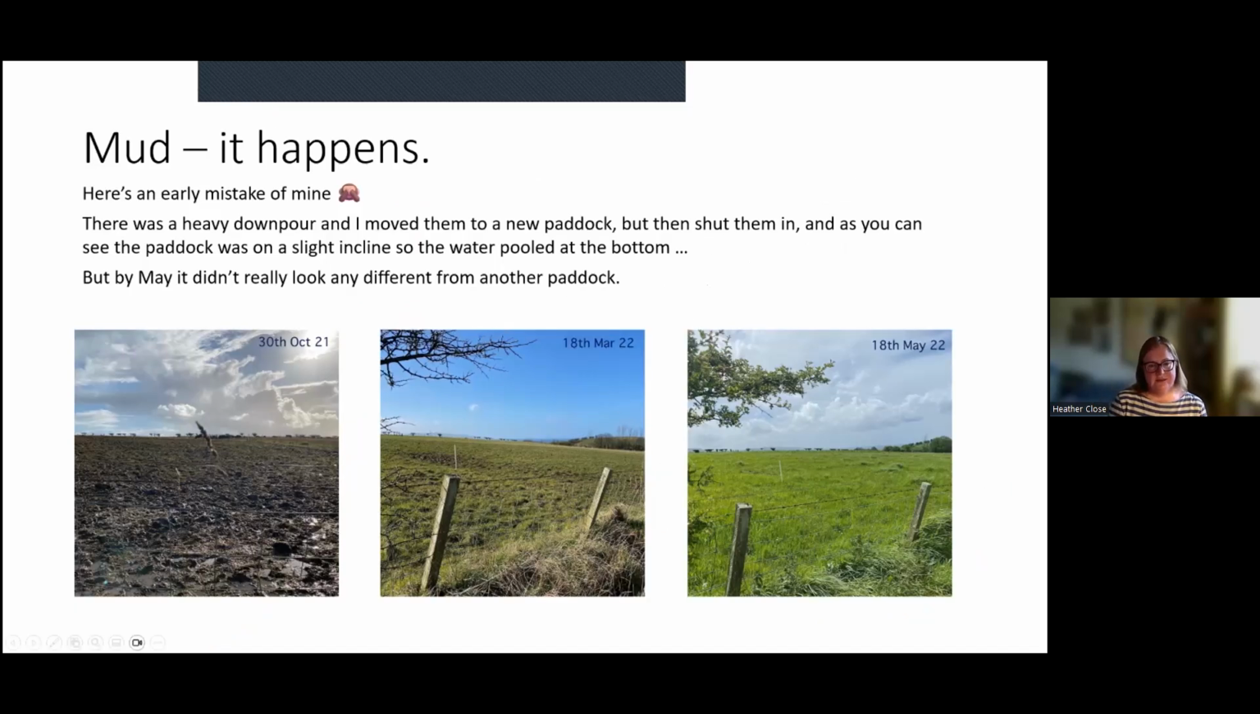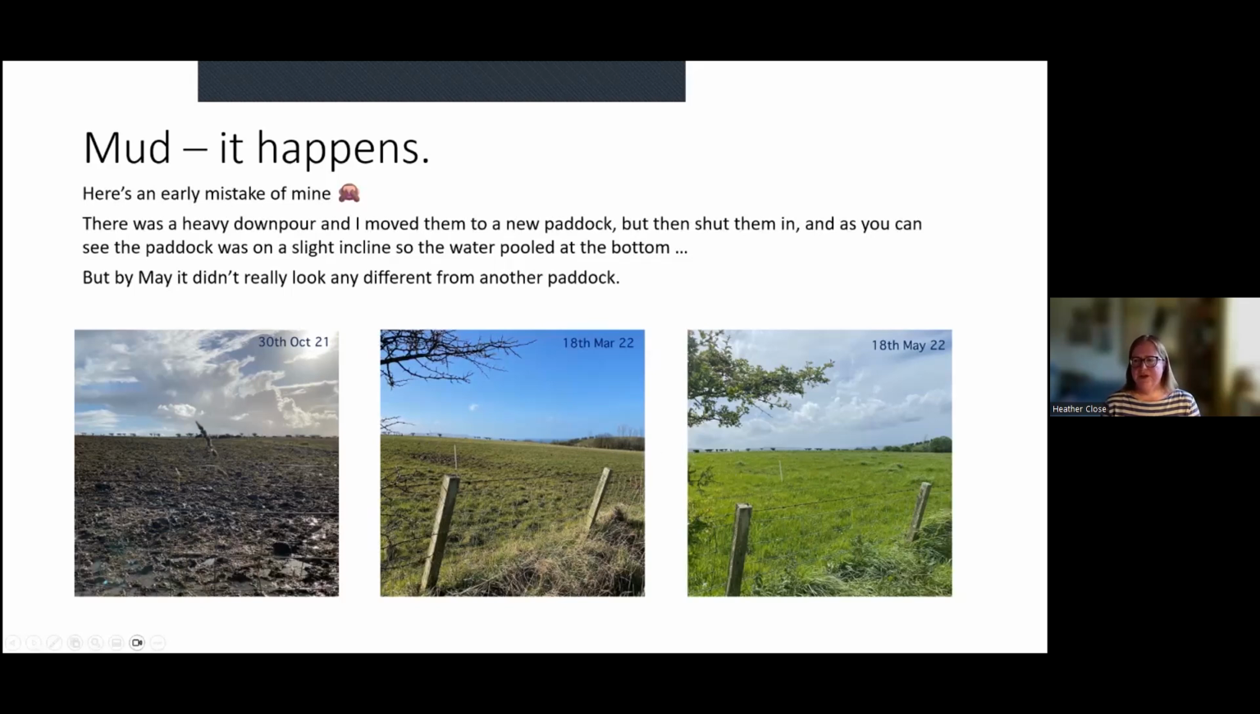So this was October, and there's really heavy unexpected rainfall. So I run out and move the cows onto a fresh bit of grass. But in the wind and the rain, I'd not been thinking properly, and I shut the cows in. And as you can see, they made quite a lot of mess. But you can see in the following two photos, it was starting to green up already in March, and by the 18th of May, you couldn't tell the difference. There might be a slight brown patch in there if you look very closely, but it had recovered. It does seem to recover really well.